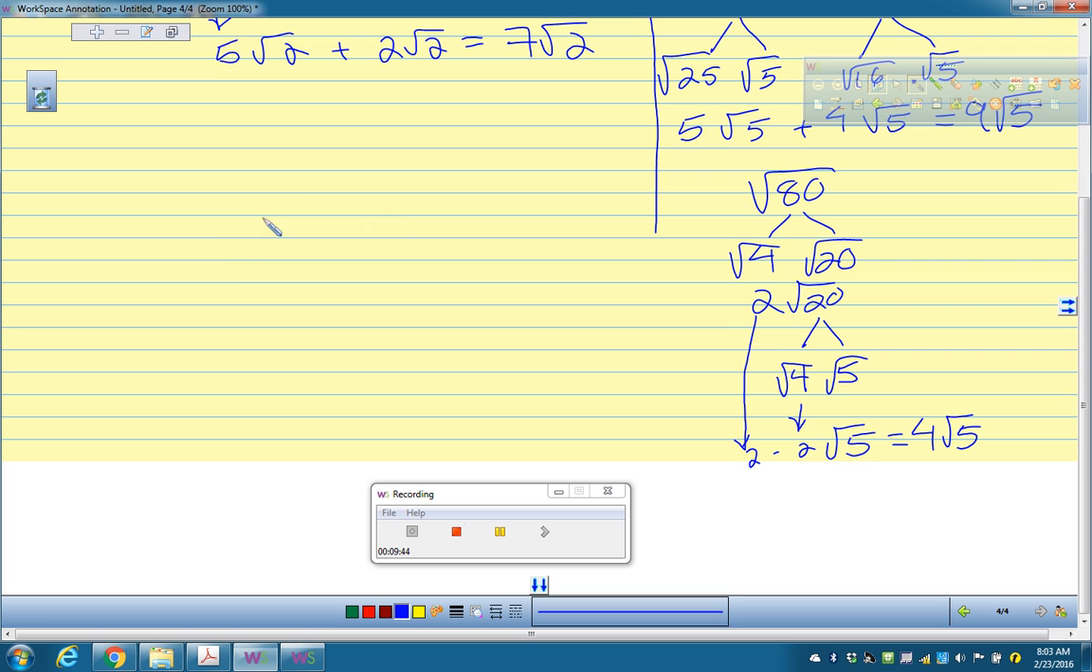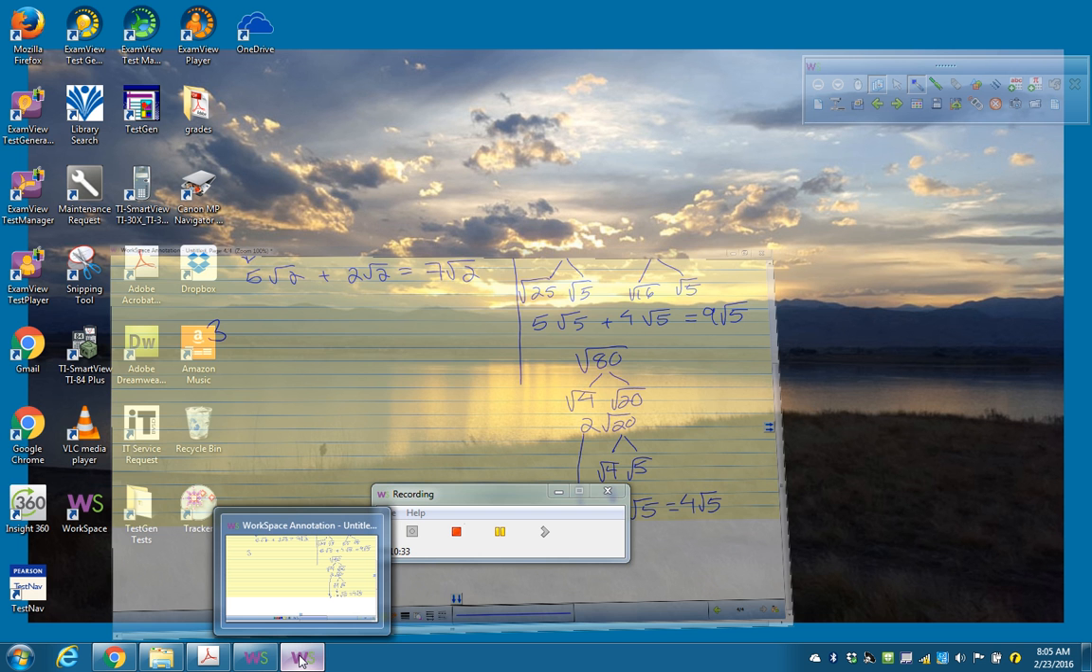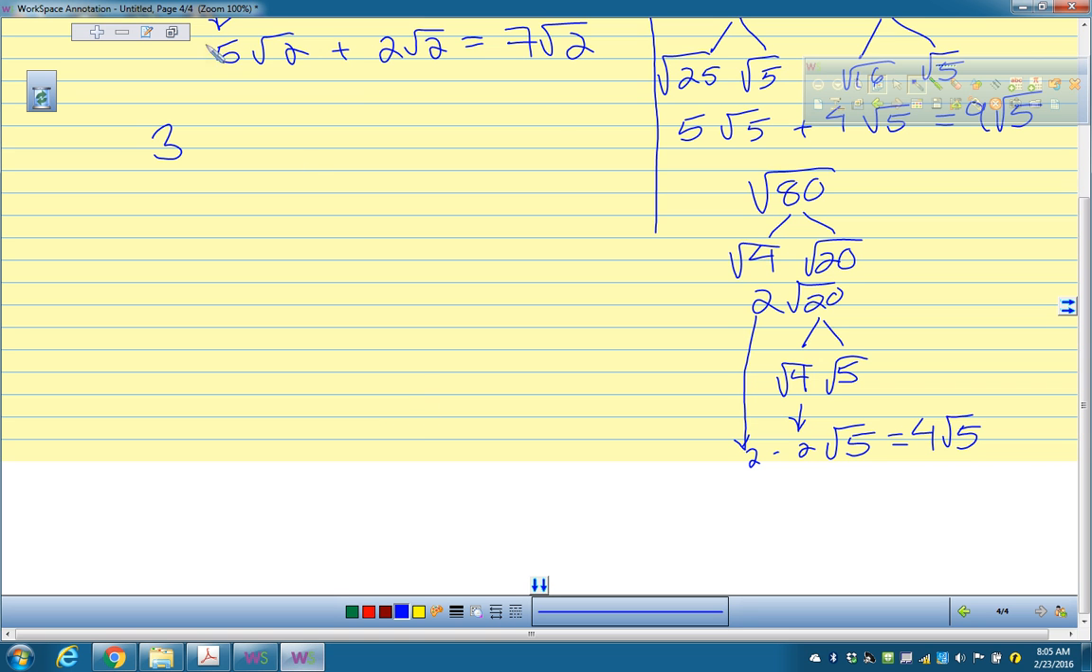Just to show you, if you end up with something like this, this is a tricky one, okay? Let's change colors, because it's time. Is it time to change colors? It is. Where are my tools? Oh, there they are. Let's change colors to this color.